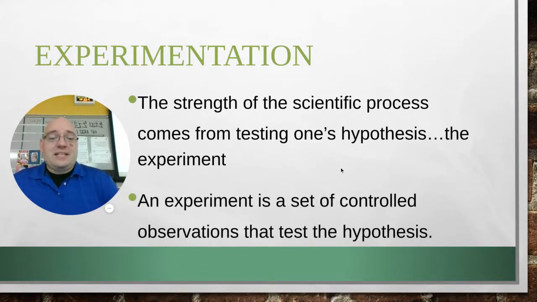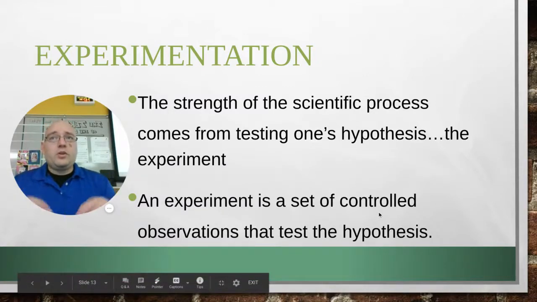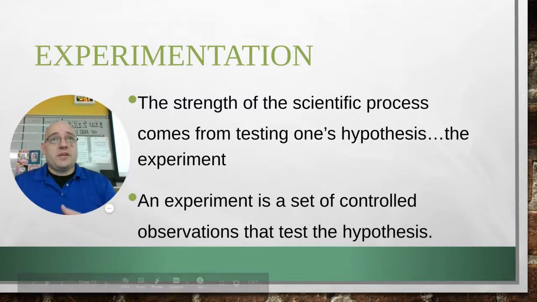So an experiment is a set of controlled observations. So your hypothesis is based on observations. So now we're going to test it by controlling how we observe things. That's what we mean by controlled observations. We're going to purposely do things so that we can observe what happens. So we're going to control the situation as much as we can and then make observations of what happens.